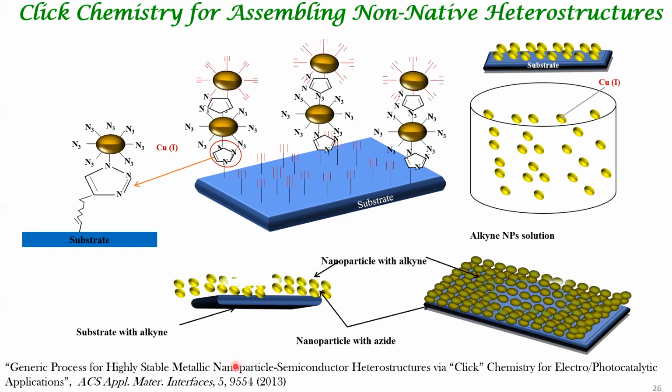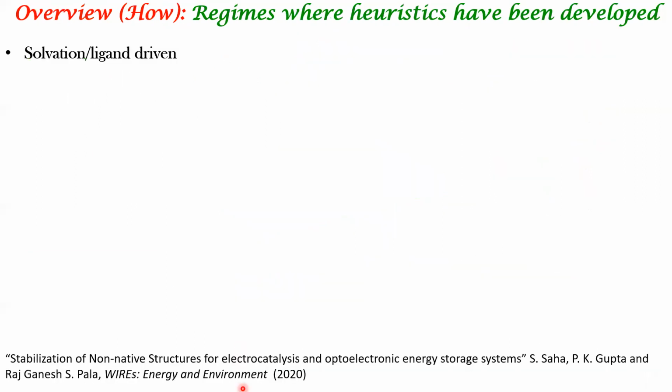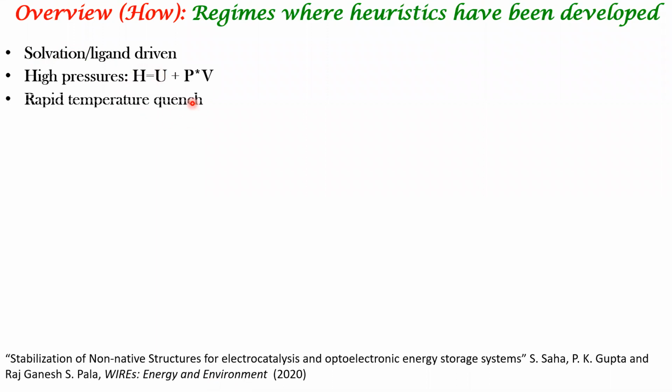This was first introduced in this manuscript a long time ago, and we have extended this approach to a variety of systems. To summarize how we can stabilize and form interfaces with non-native structures: we have utilized a variety of solvents and ligands to stabilize non-native structures. We have utilized pressure, and we have rationalized why pressure is important in stabilizing non-native structures.